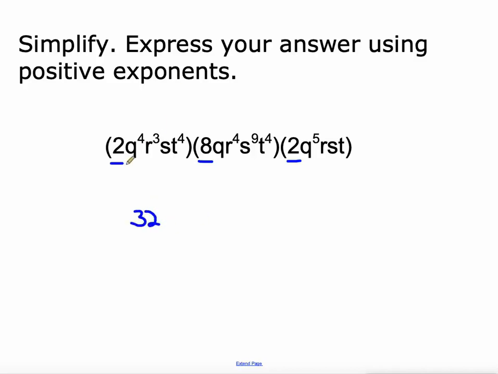All right, then q to the 4th times q. That would be q to the 5th because you add the 4 and the 1. Q to the 5th times q to the 5th is q to the 10th, because 5 plus 5 is 10. R cubed times r to the 4th, that would be r to the 7th, times another r would be r to the 8th.